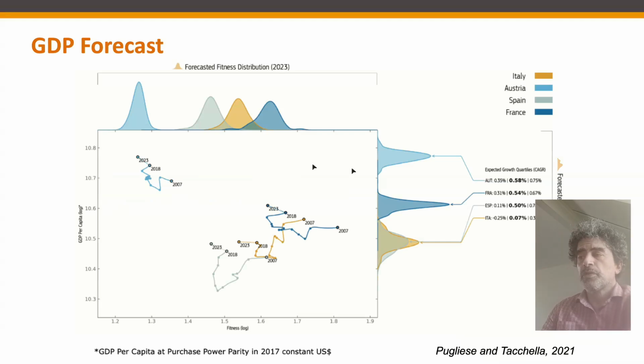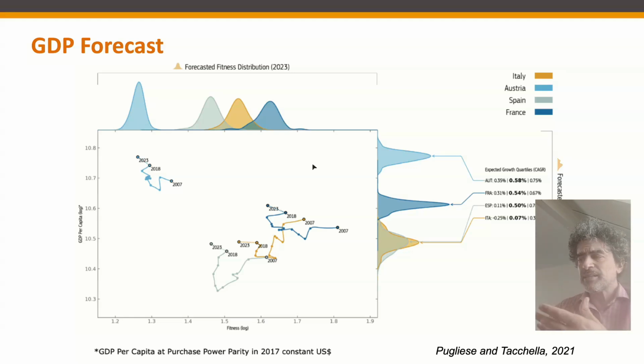Here we have in a plot on the x-axis the fitness of the country, so that would be how high it is in the natural order, in the centrality of the network, of the export network, and on the y-axis the GDP per capita of the country. And what we observe is that countries that have higher fitness than what you would expect given their GDP per capita will grow. And we are not making a causal claim here, we are just making a forecasting claim.